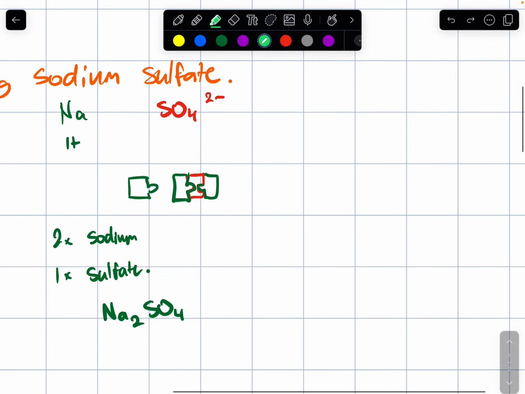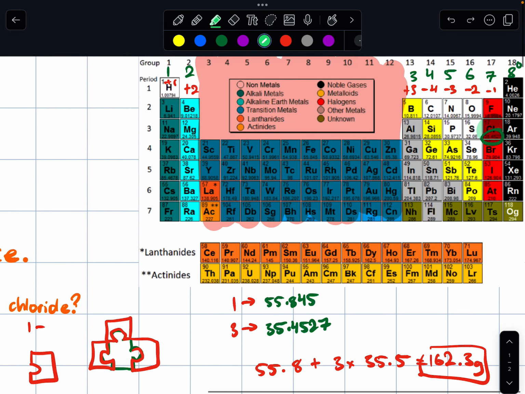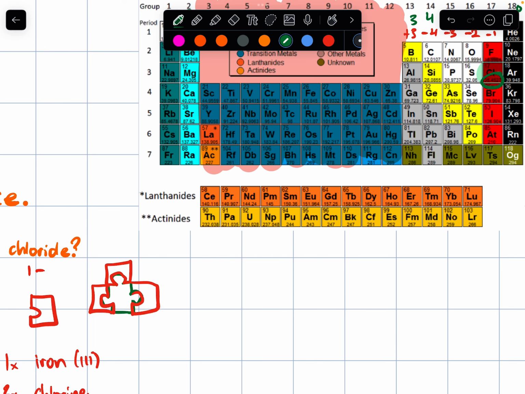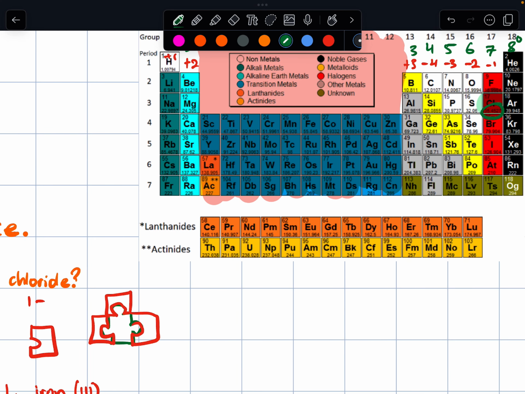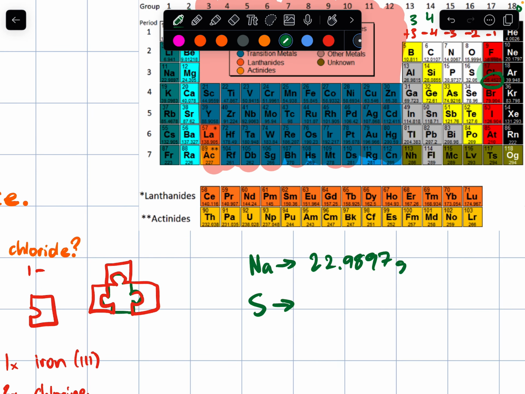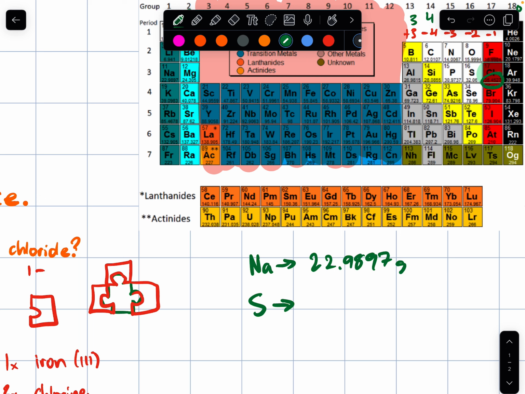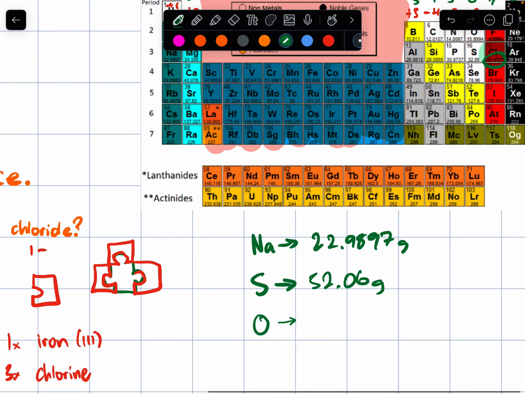Now, if we take this to the periodic table, we're looking for Na first. I'm just going to erase this because we've already gone through it. Give myself some writing space. Na, we found, is 22.9897 grams. Sulfur is 32.06 grams, and then oxygen is 15.9994 grams.